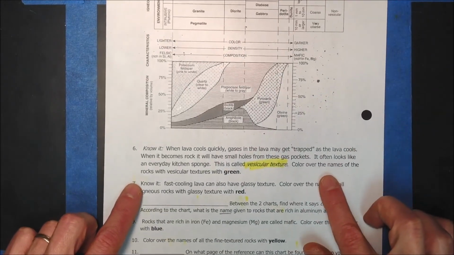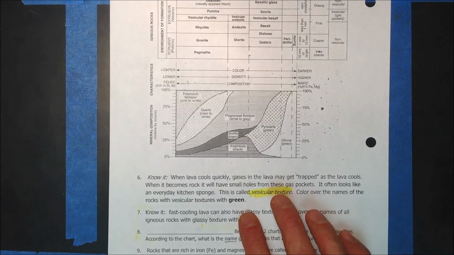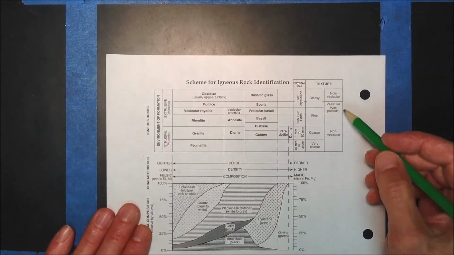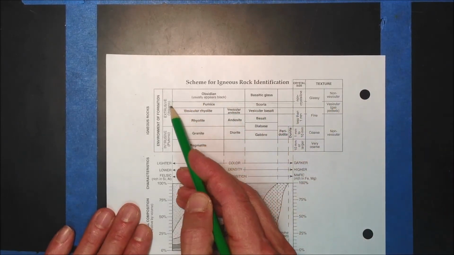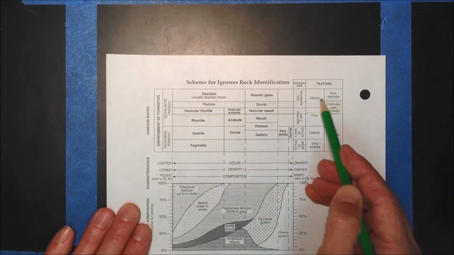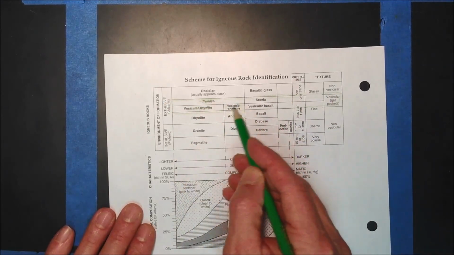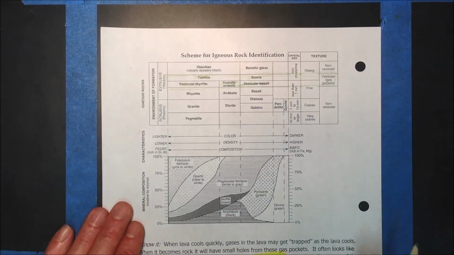So color over the names of rocks with vesicular texture with green. Green, I'll color over the names. Vesicular texture, where do you see it? Vesicular is all the rocks that are in this area right here. Okay, so it is pumice, vesicular rhyolite, vesicular andesite, scoria, vesicular basalt. Those are all vesicular texture, those right there.